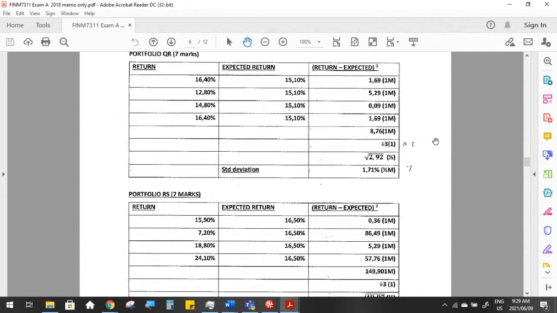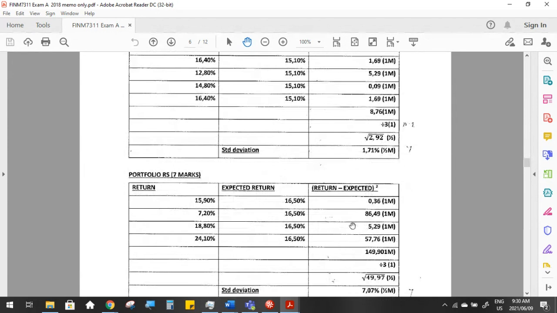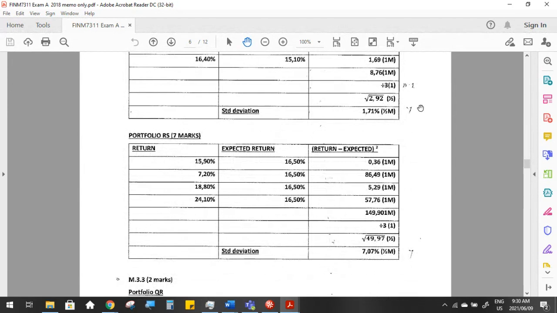Standard deviation calculations should be easy because you've got the formula. So remember, the formula is the return minus the expected return squared. We add them up, divided by n minus 1, n being 4 years minus 1, divided by 3, and then we take the square root of that answer, so standard deviation 1.71. And then they wanted it for both portfolios, so 7 marks there and 7 marks here. So again, that should be an easy 14 marks that you could quickly write down.